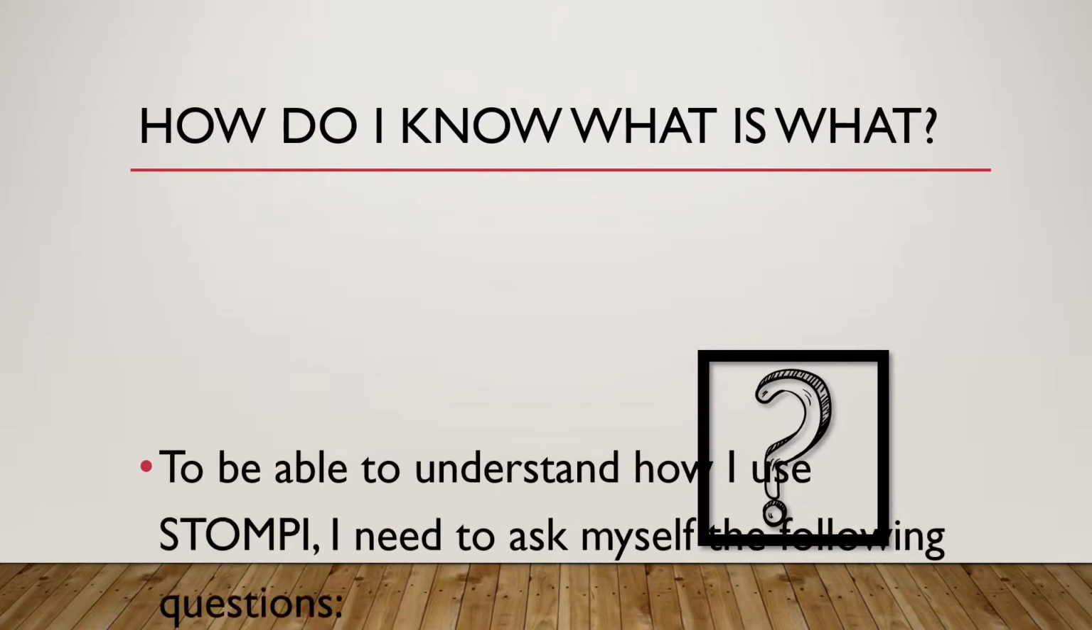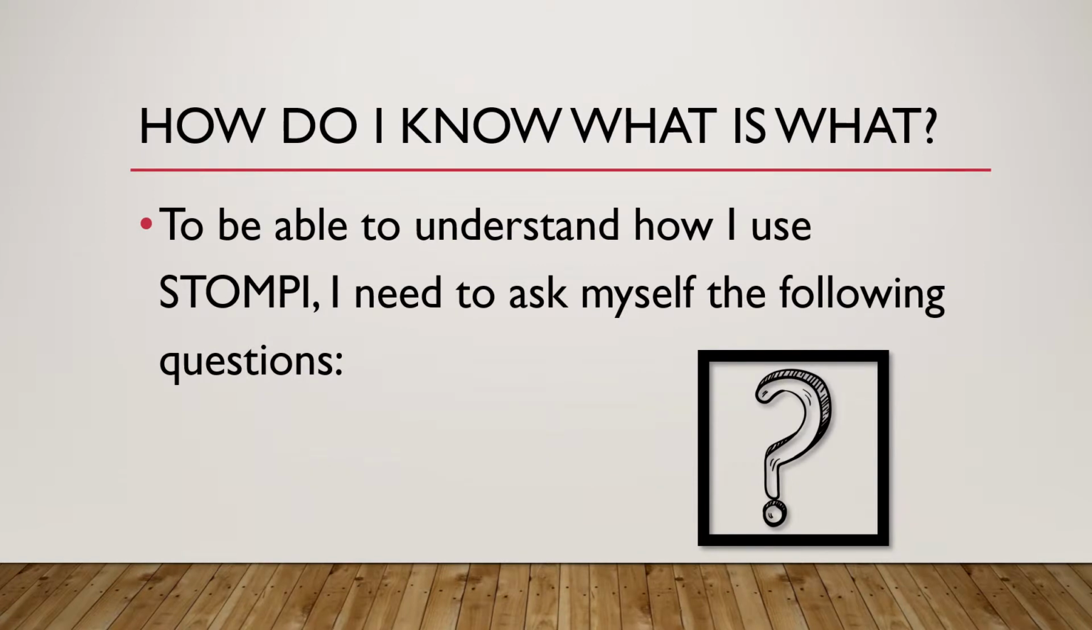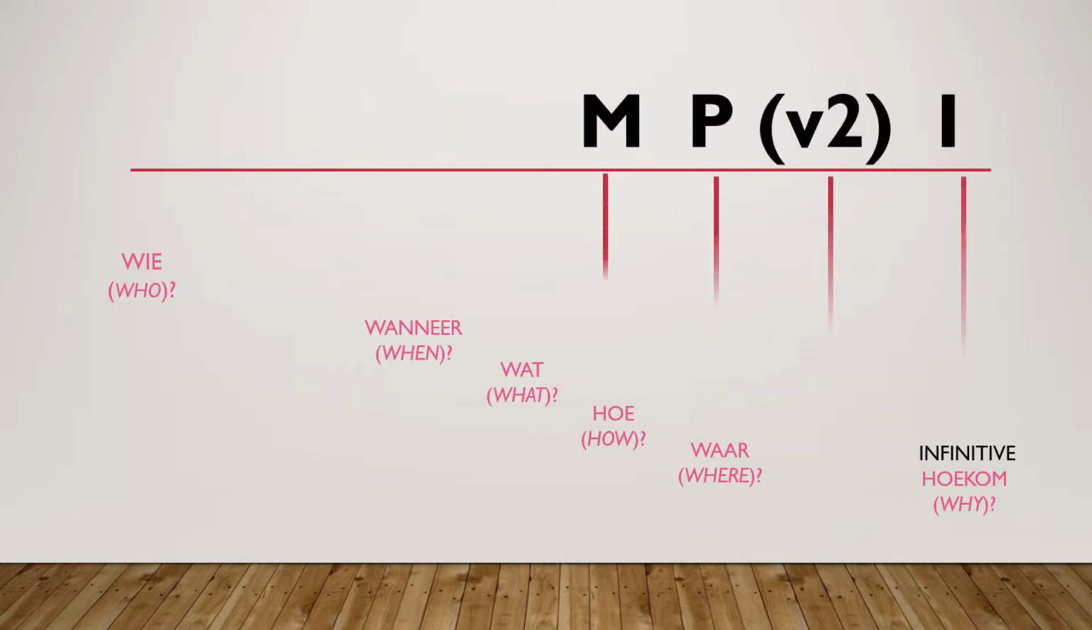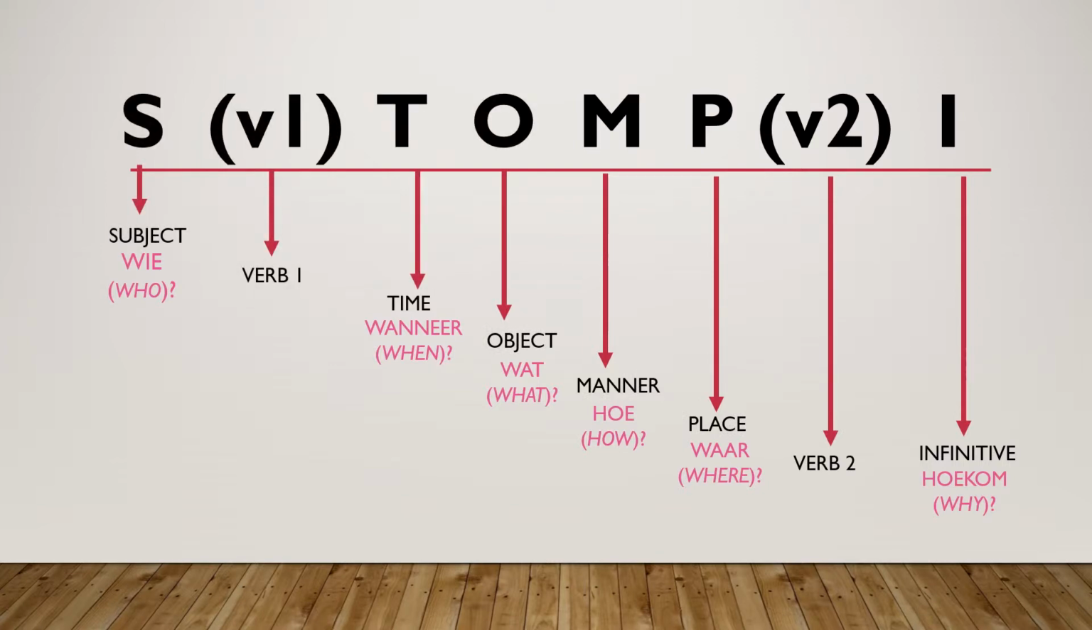So to be able to understand how I use stompie, I need to ask myself the following questions. Each one of these components of stompie has its own question to be able to completely identify the correct part of that sentence. The S stands for the subject, and to know what my subject is in a sentence, I ask the question wie, or who. So wie did what, or who did what? That's my subject. Then for my time, I ask the question wanneer, or when.